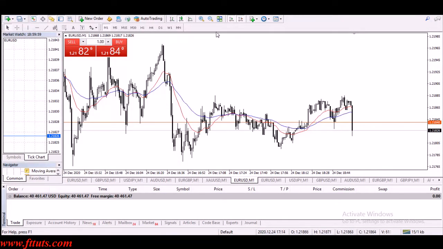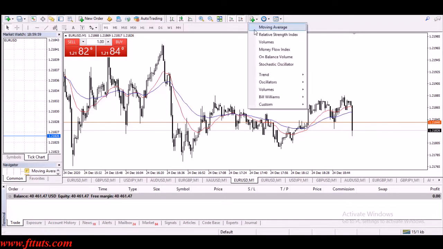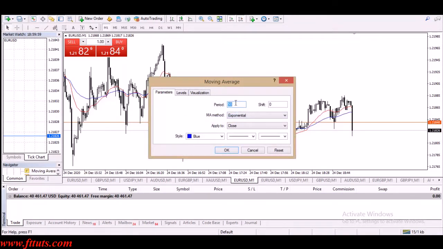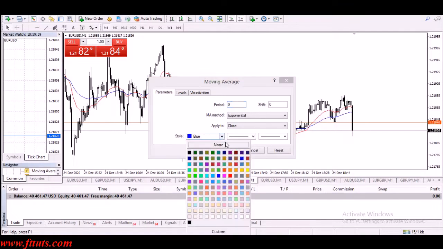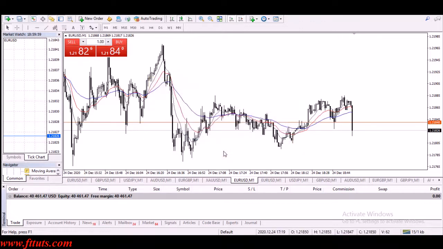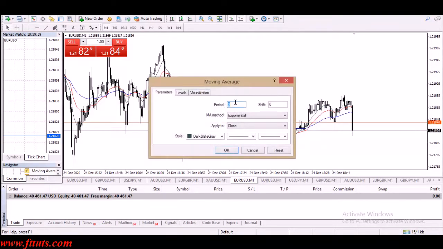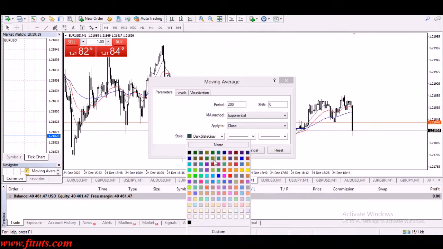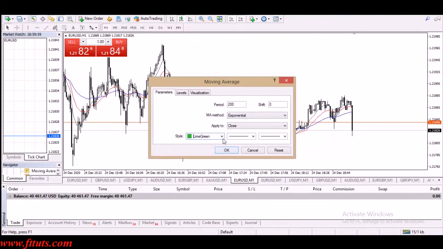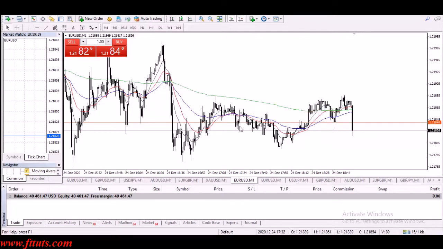Also, we will be using EMA 9, and I use the purple one for EMA 9. You can choose any color. Mainly I will be choosing this one for EMA 9, and I will also be placing EMA 200 on green, lime green. Okay, that's your chart.